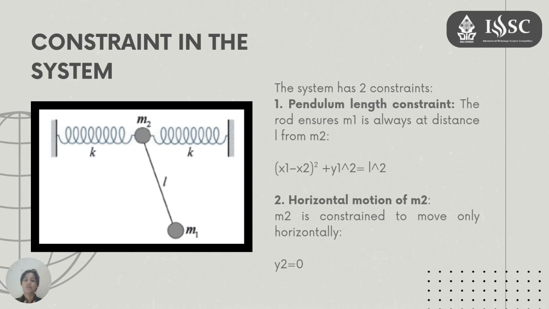The system has two constraints. Firstly, the pendulum length constraint. The rigid rod means M1 is always at distance L from M2, represented by the equation (x1 - x2)^2 + y1^2 = L^2. Also, we have the constraint of horizontal motion of M2. M2 is constrained to move only horizontally, so y2 is equal to 0.